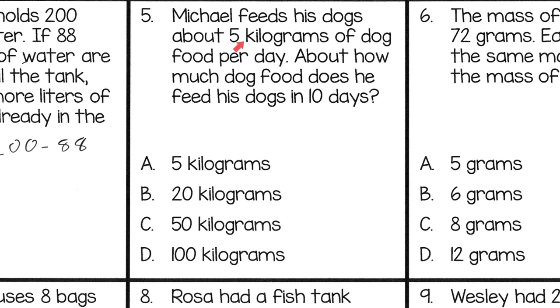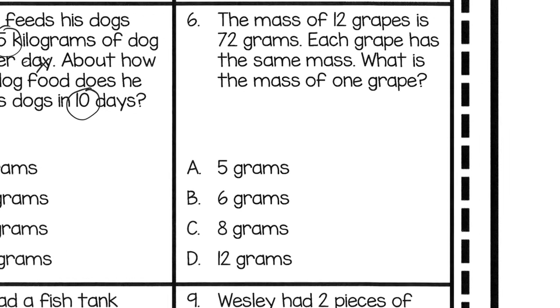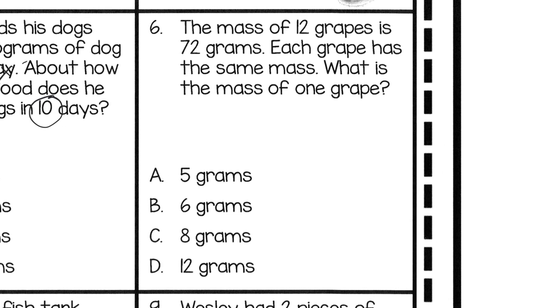Michael feeds his dogs about 5 kilograms of dog food per day. About how much dog food does he feed his dogs in 10 days? So that'd be 5 in 1 day. But you have 10 days. So you're going to do 5 10 times. And I'm going to let you solve that one on your own too. Pause and press play when you're ready for number 6.